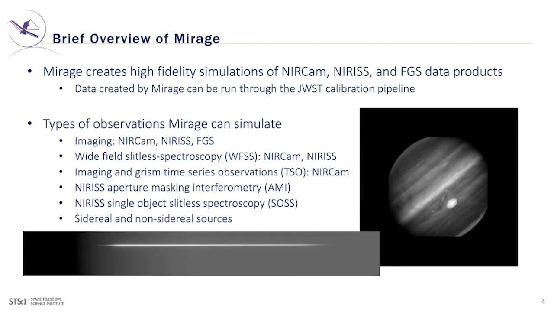So Mirage can cover NIRCam, NIRISS, and FGS imaging modes. It can do wide field slitless spectroscopy for NIRCam and NIRISS. It can do imaging and grism time series observations for NIRCam. And then for NIRISS, it can also do the AMI mode and also the SOSS mode. And also, you can add sidereal and non-sidereal sources, so you can have moving sources going through the field of view.